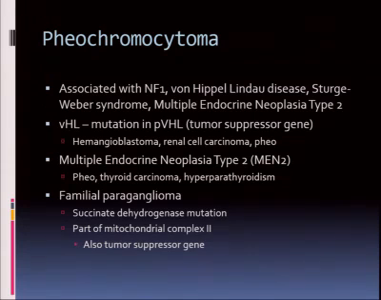With multiple endocrine neoplasia type 2, those of you who have studied know that there are these triads that come with these MEN diseases. So for MEN type 2, it is pheochromocytoma, thyroid carcinoma, and hyperparathyroidism. Last, there's a diagnosis of familial paraganglioma. Again, just another defect in a tumor suppressor gene, the succinate dehydrogenase mutation in this case.